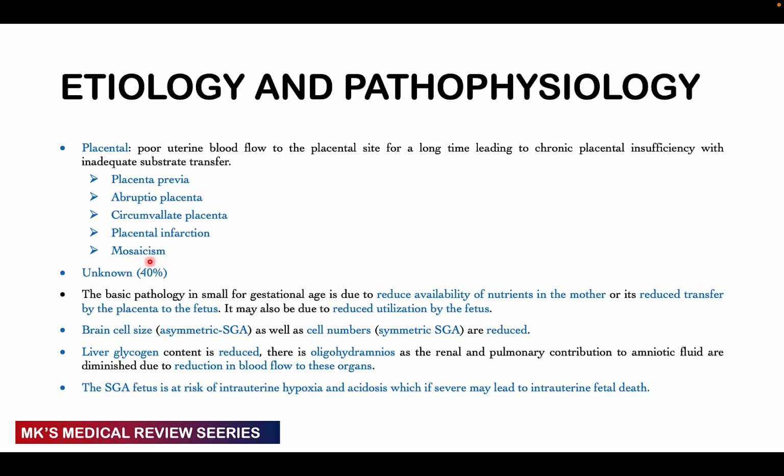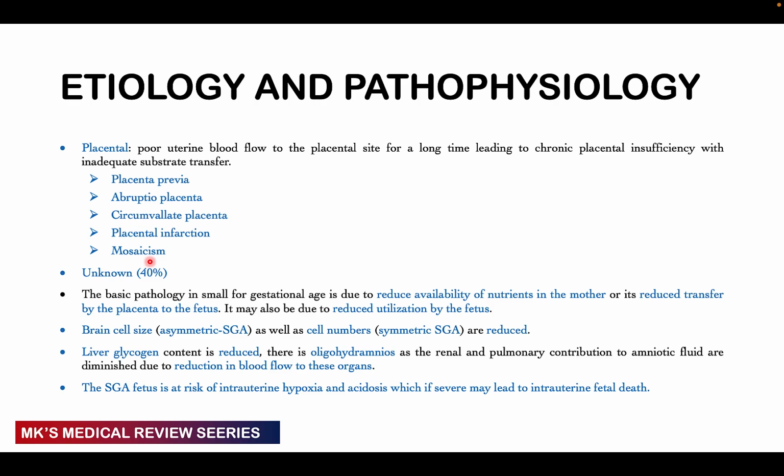So if the brain size is also affected, this child is going to be symmetrically reduced. The brain size and even the cell numbers of the rest of the body, they'll be having symmetrical small for gestational age. If the brain is not really affected, or if this was occurring towards the late aspects of pregnancy, they'll have this asymmetrical small for gestational age.